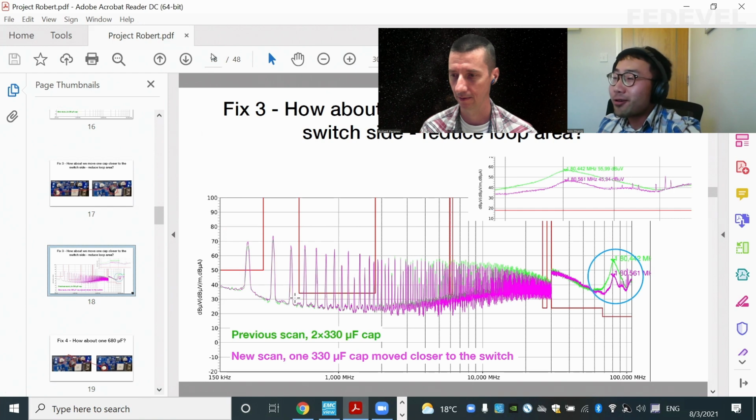Yes. And you can see that in the low frequency range, you barely see any difference. But on the high frequency range, you achieve about 10 dB reduction. Because we change the impedance. That's from the circuit point of view. And we also make the loop smaller. Smaller, yes.